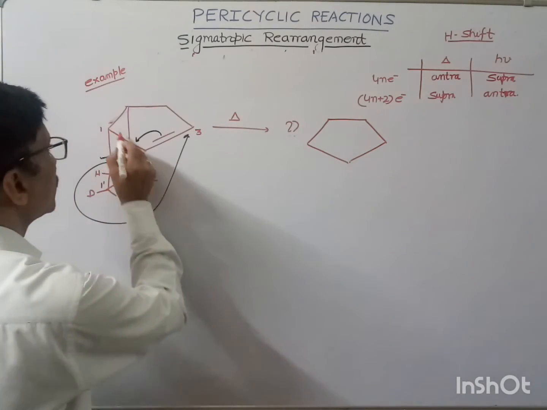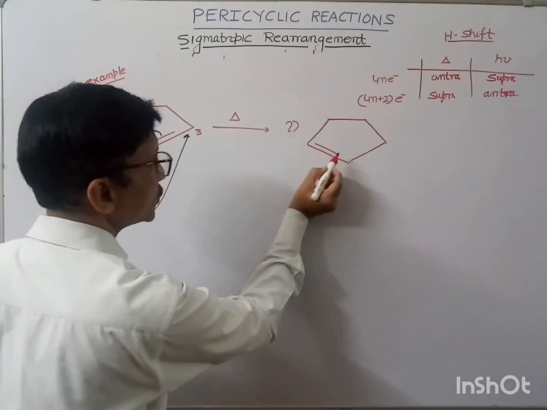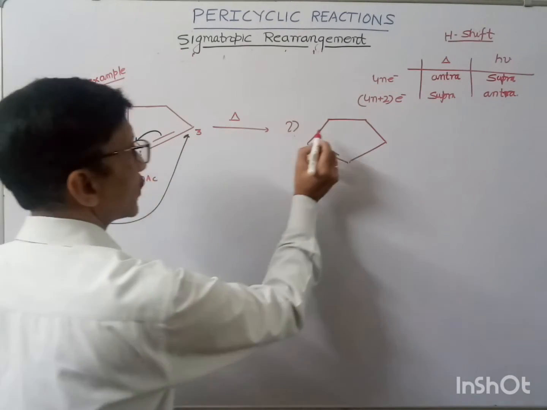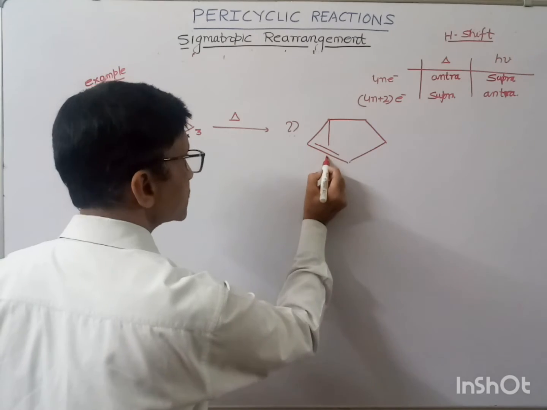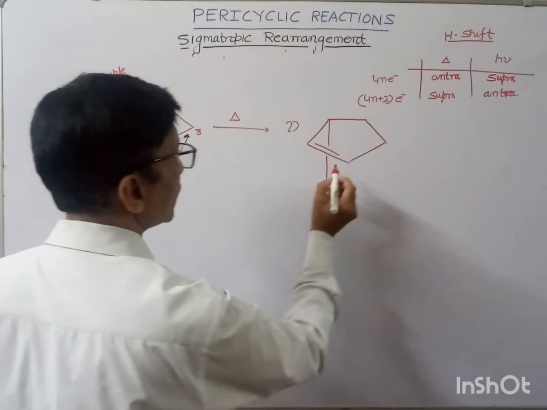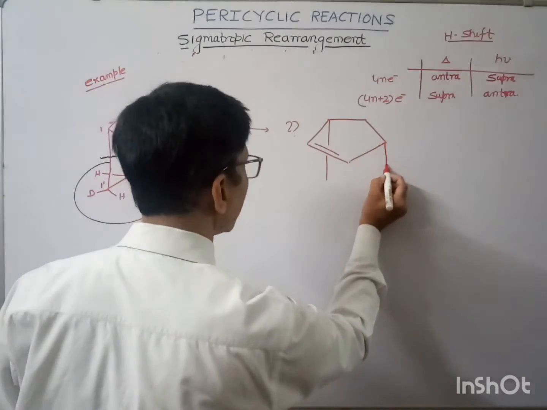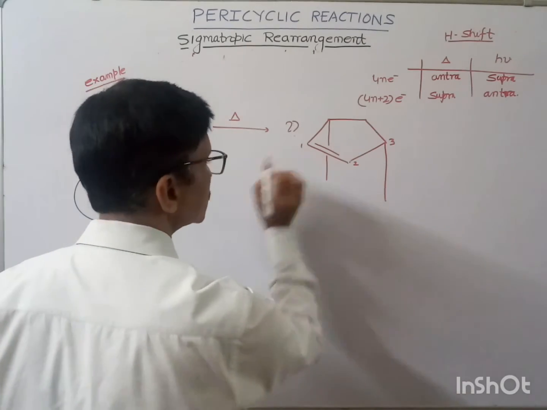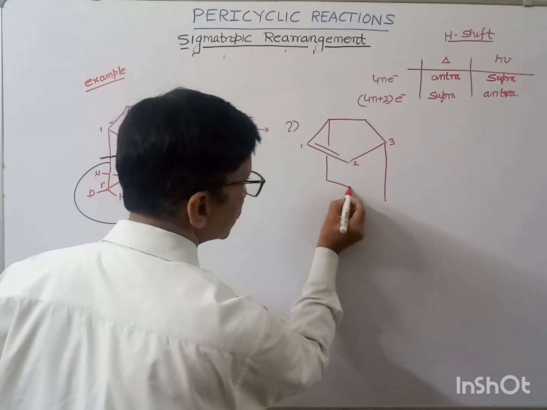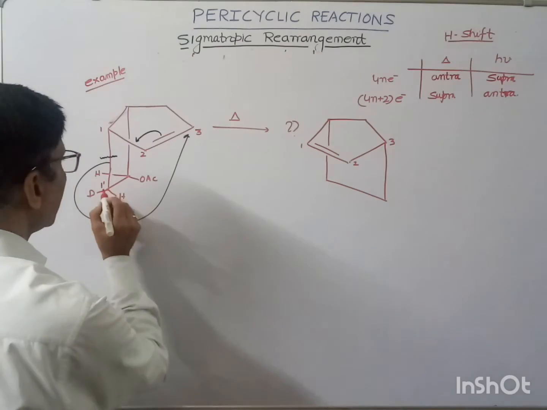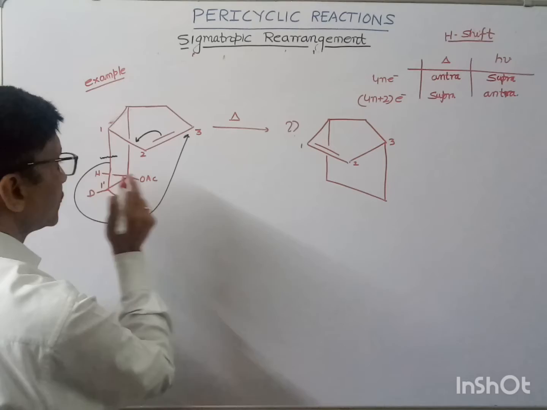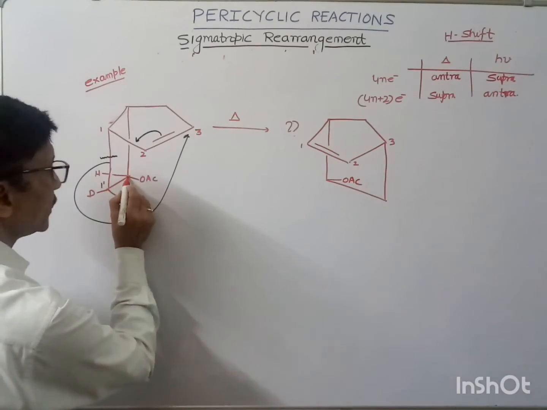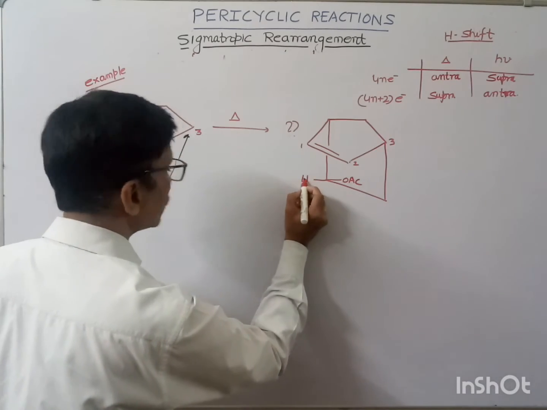Now, a new pi bond is formed between first and second. And this 1-1 dash bond is broken, and this remains the same. This remains the same, and a new bond is formed over here, that is third. This is second, and this is first. This is the new bond which is formed, and here is your OAc acetate group, and the hydrogen is present over here.